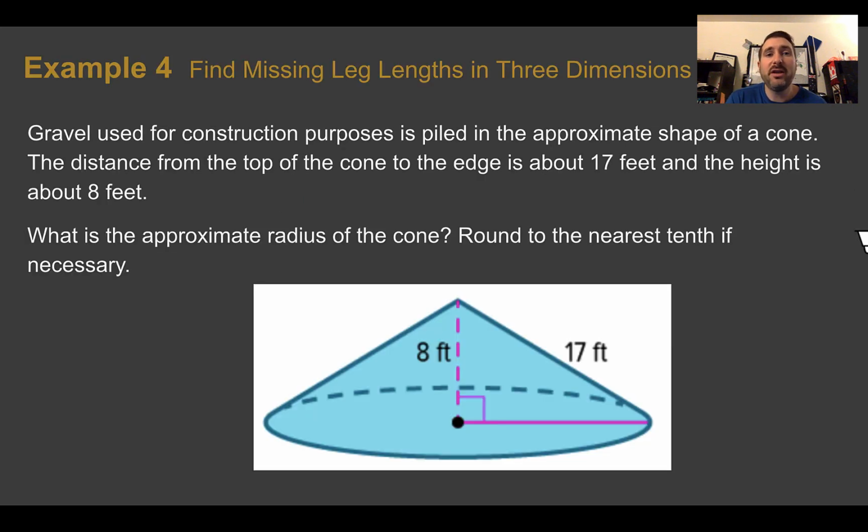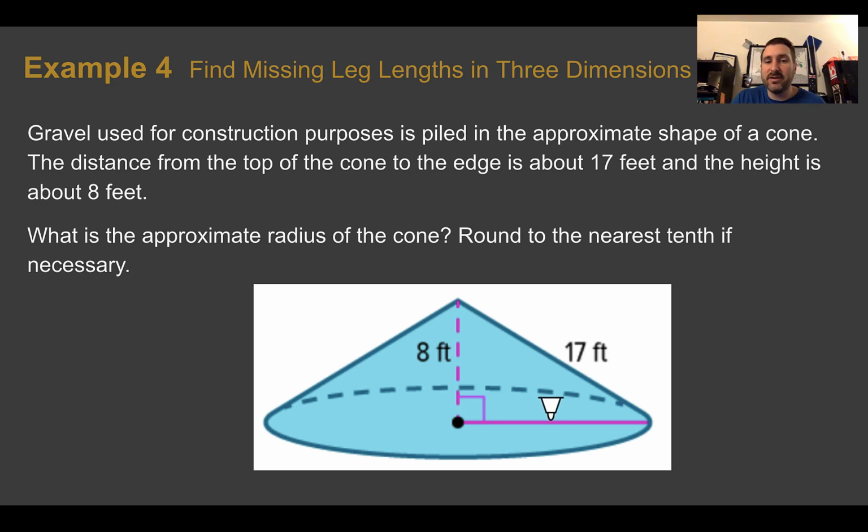Example 4. Find missing leg lengths in 3 dimensions. Gravel used for construction purposes is piled in the approximate shape of a cone. The distance from the top of the cone to the edge is about 17 feet, and the height is about 8 feet. What is the approximate radius of the cone? Round to the nearest tenth if necessary.